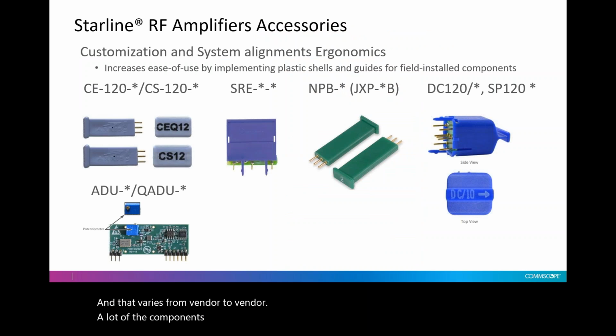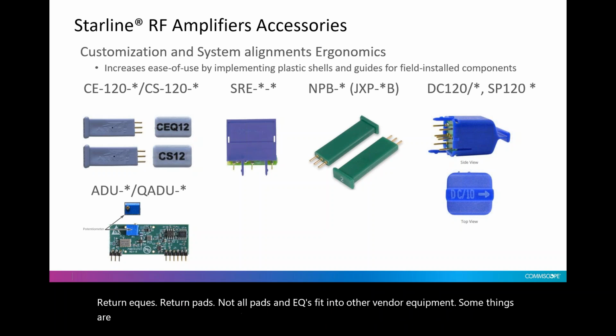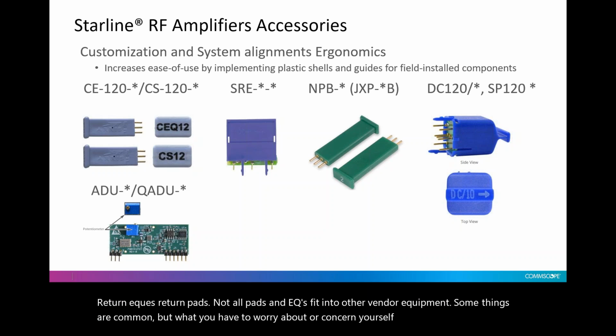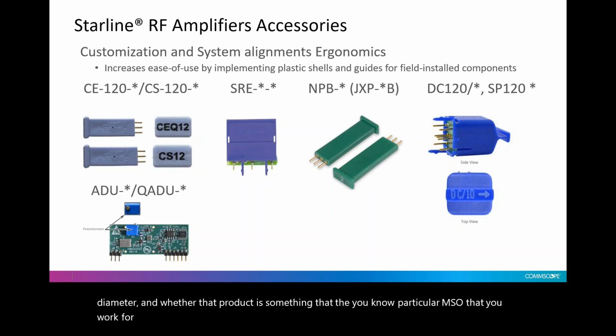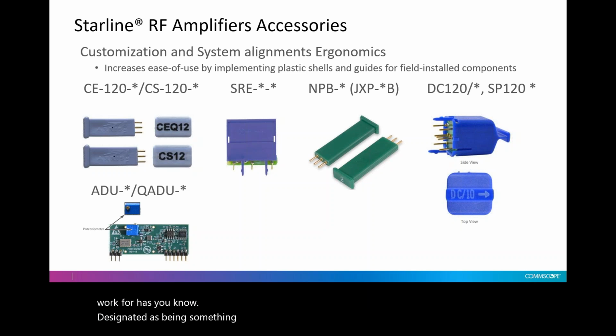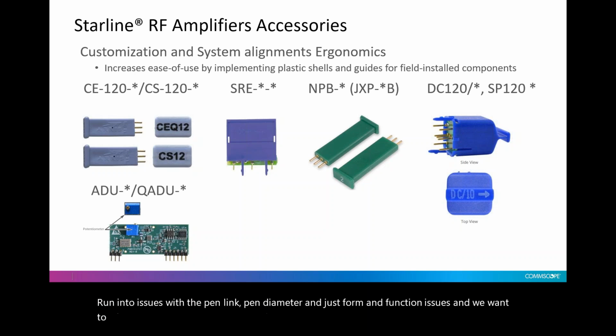A lot of the components, like your cable equalizers, here we're showing EQs designated with cable equalizer value 12, this cable simulator 12, return EQs, return pads. Not all pads and EQs fit into other vendor equipment. Some things are common, but what you have to concern yourself with is pin length, pin diameter, and whether that product is something that the particular MSO that you work for has designated as being something they want you to use. I've spent a lot of time all over the world, and I've run into issues with pin length, pin diameter, and just form and function issues, and we want to try to stay away from that.